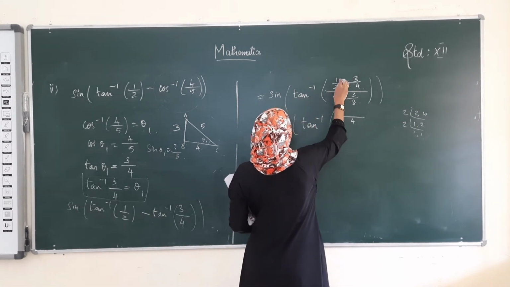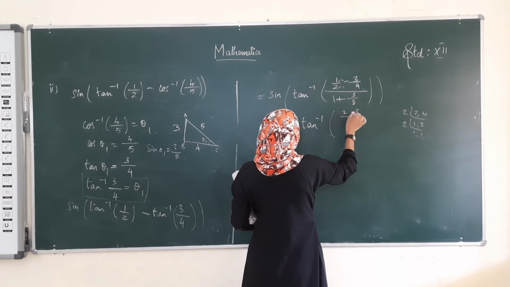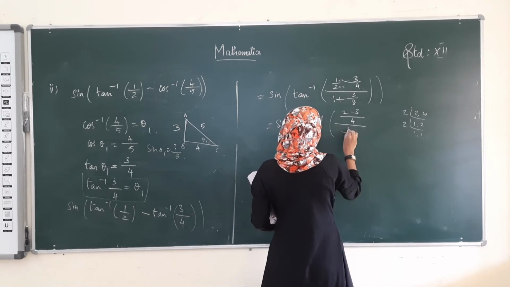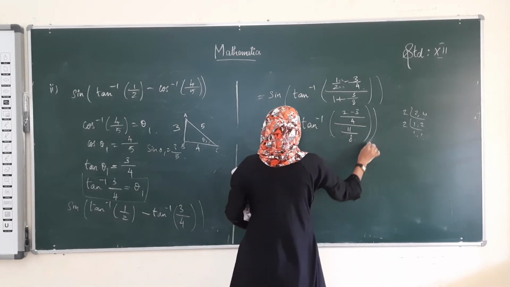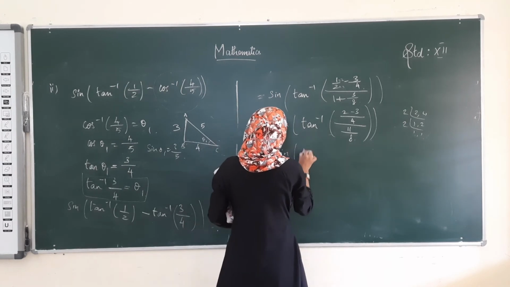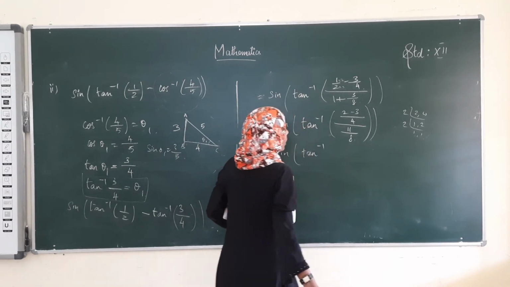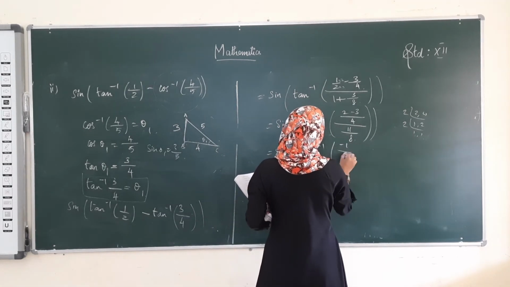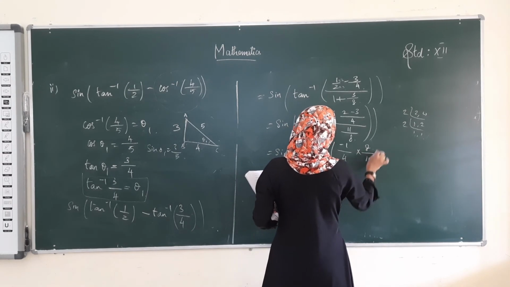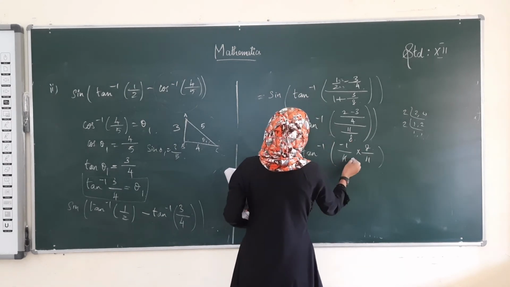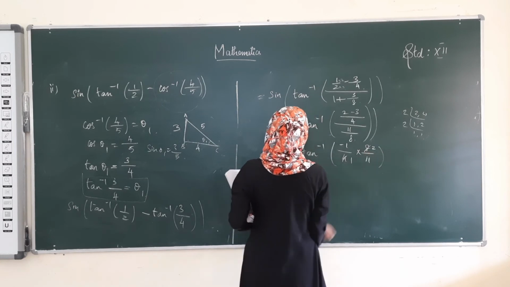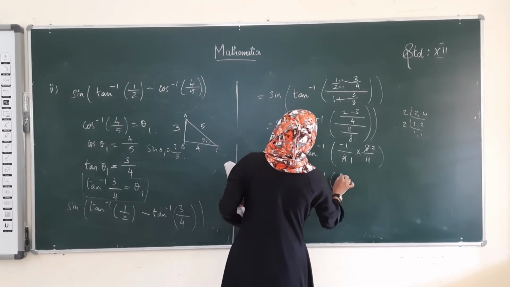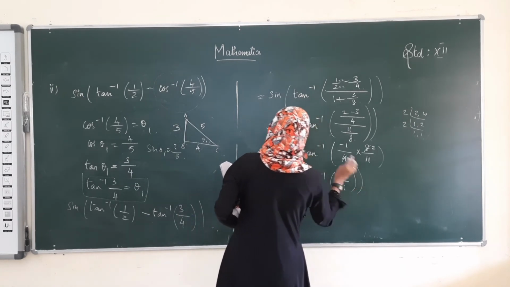Then into 2 on both sides. Therefore, 2 minus 3 divided by, down LCM is 8, 8 plus 3 is 11. Which is equal to sine of tan inverse of minus 1 divided by 4 into 8 divided by 11. It becomes reciprocal. This one is 1 and this one is 2. Okay, this is equal to sine of tan inverse of minus 2 divided by 11.